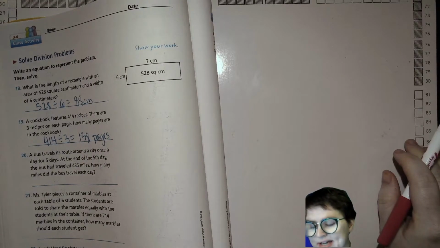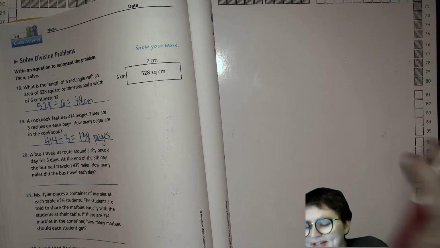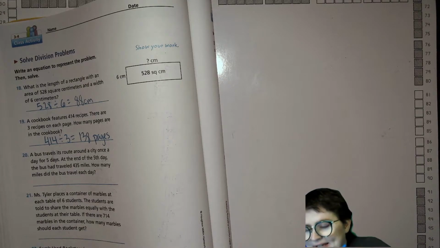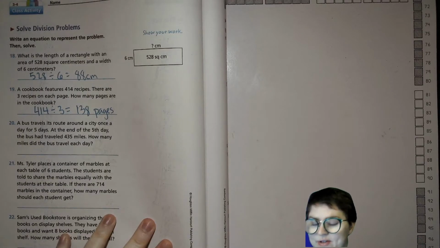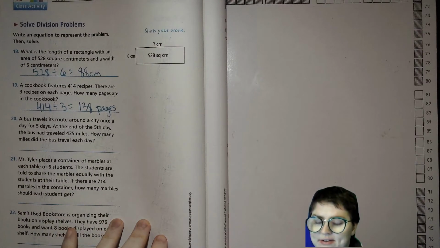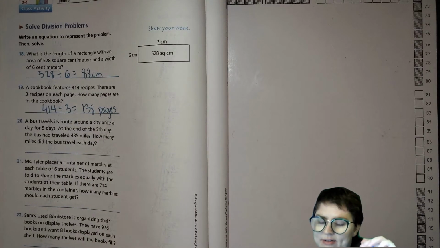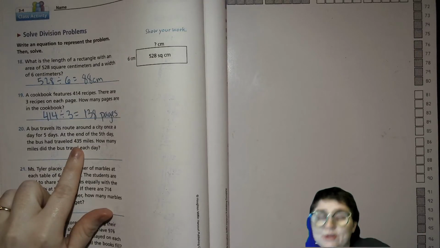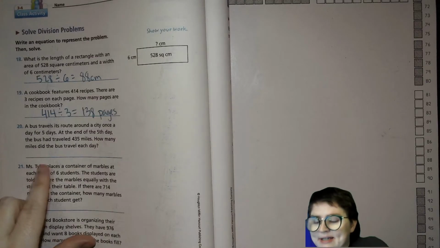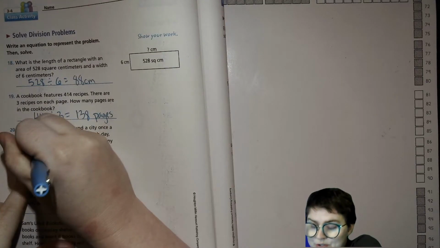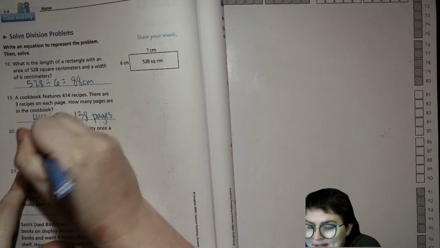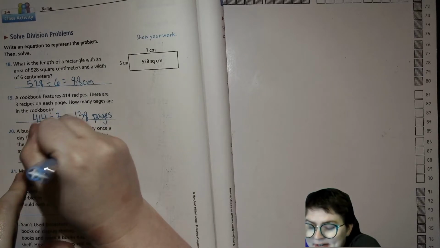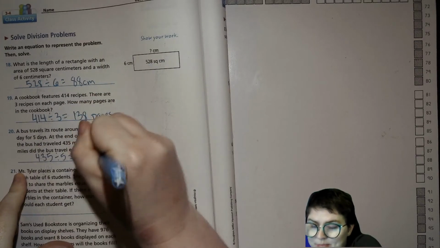A bus travels its route around a city once a day for 5 days. At the end of the 5th day, the bus has driven 435 miles. So it's the route distance times 5 is 435. How do we make a division equation from that? So 435 divided by 5 equals our number of miles.